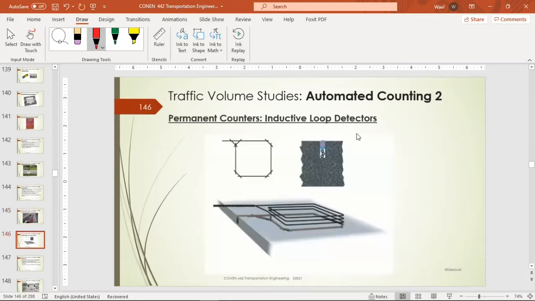The structure of these loop detectors is basically we build a groove in the pavement. Then we have this copper coil that is placed into the pavement, then it is covered on top here to protect it from weather, from water and stuff. Then there is a cable wire that goes to the microcontroller that collects these data.